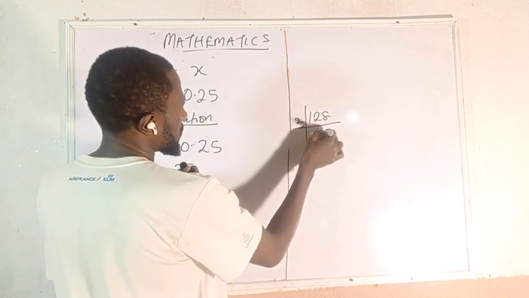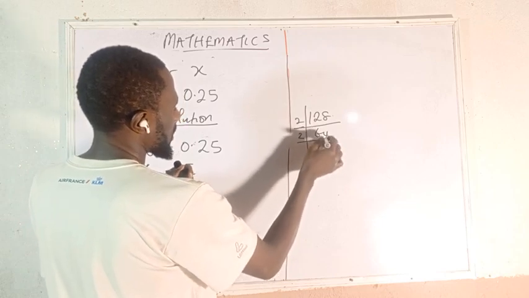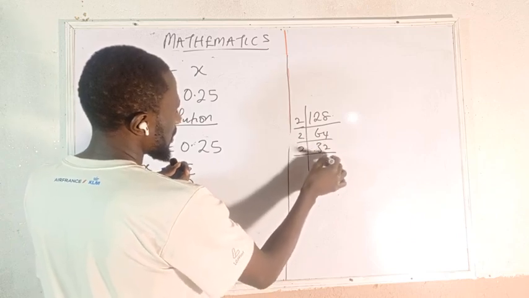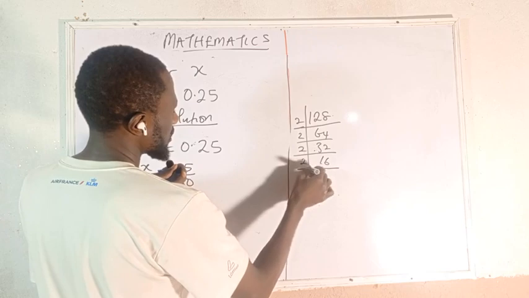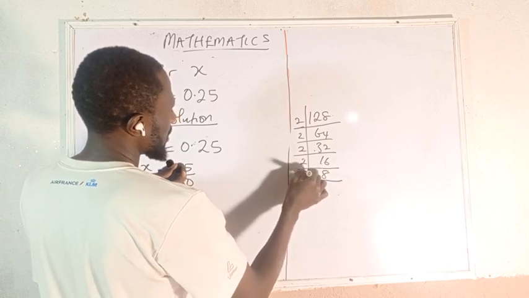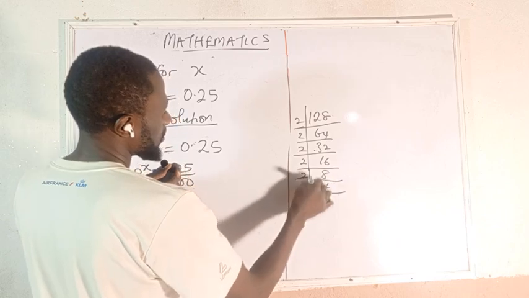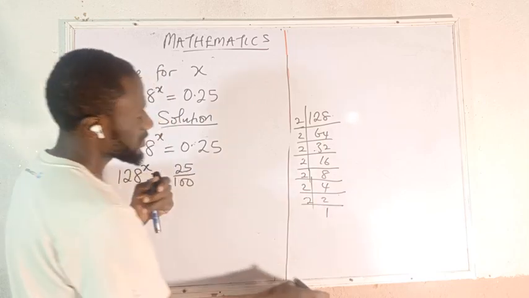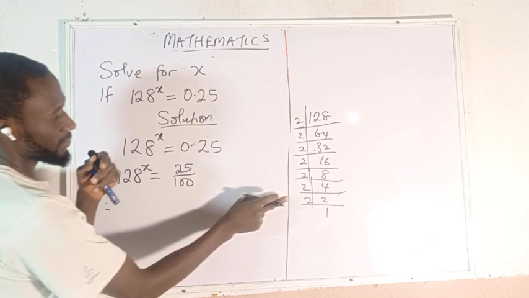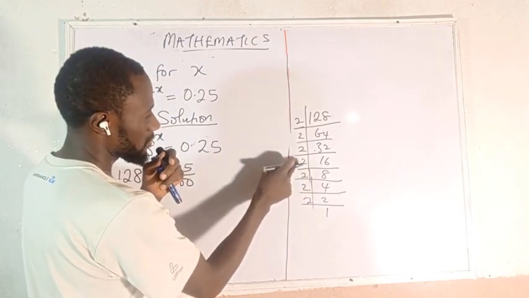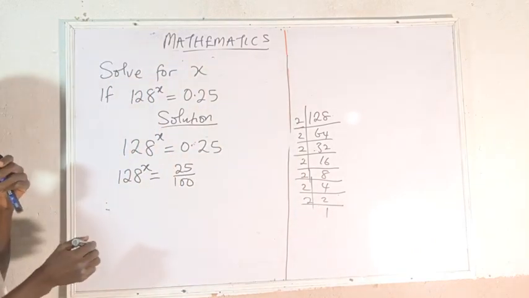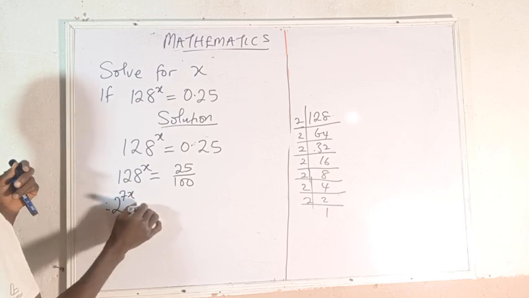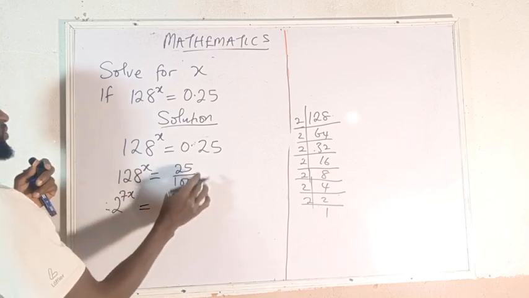Here we have 64 by 2. Here we have 32 by 2. Here we have 16 by 2. We have 8 by 2. We have 4 by 2. We have 2 by 2. We have 1. That is, how many 2s do we have in 128? We have 1, 2, 3, 4, 5, 6, 7. In this case, now we can say 2 raised to 7x is equal to 25 over 100.